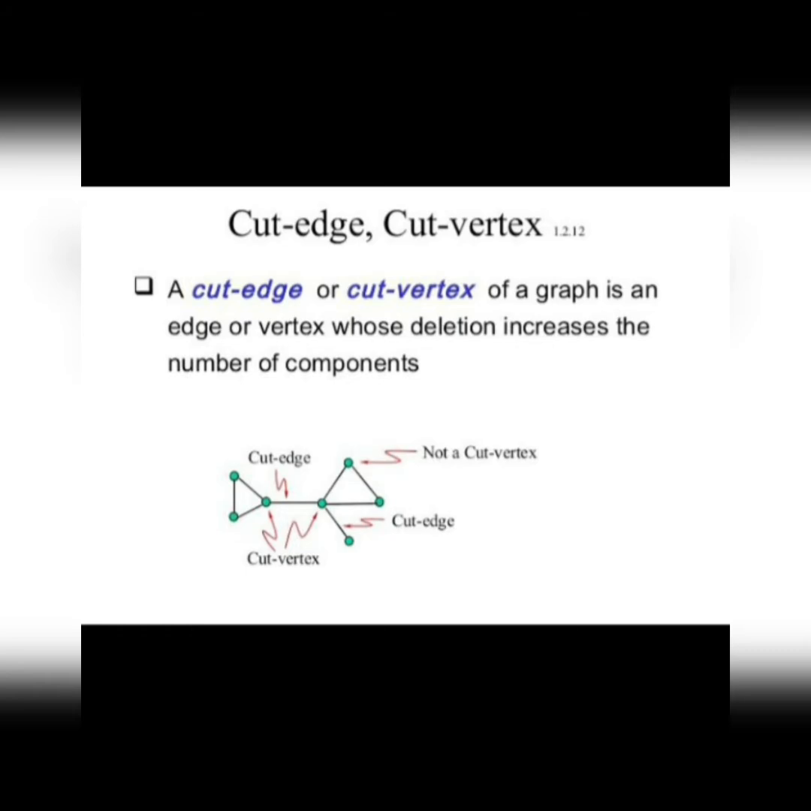Firstly, let's look at what a cut edge or a cut vertex is. In simple words, we can say this: if we remove a particular vertex from a graph and the graph goes disconnected, that vertex is called a cut vertex. So let's look at this definition. A cut edge or cut vertex of a graph is an edge or vertex whose deletion increases the number of components. Now look at this figure.